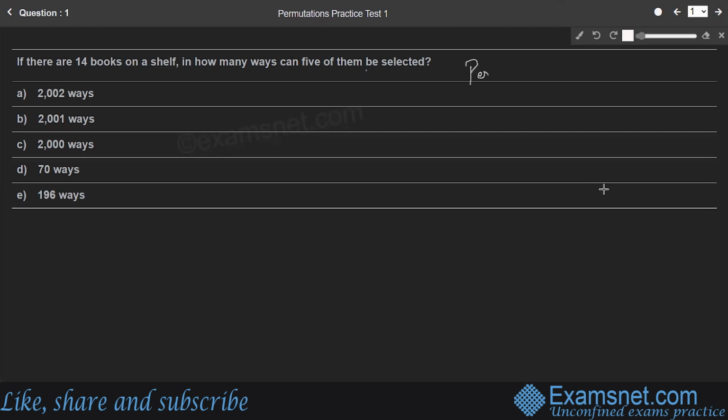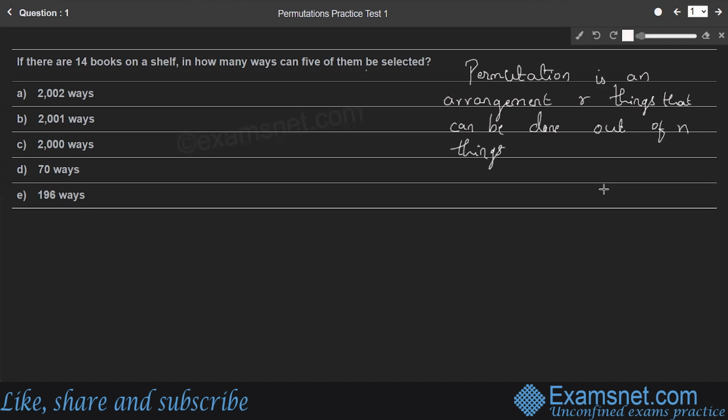So permutation is an arrangement of R things that can be done out of N things. So the formula for permutation is NPR is equal to factorial N divided by factorial N minus R, right?